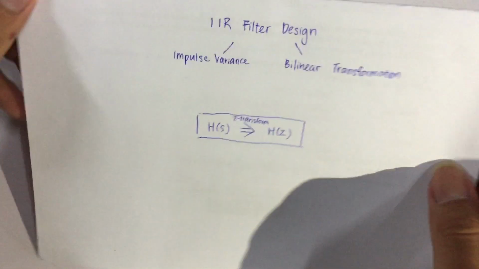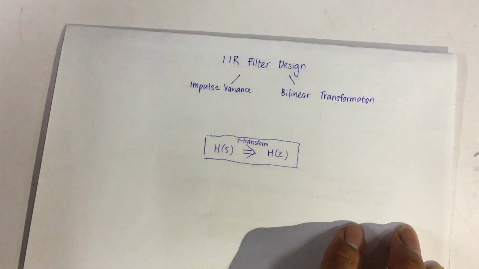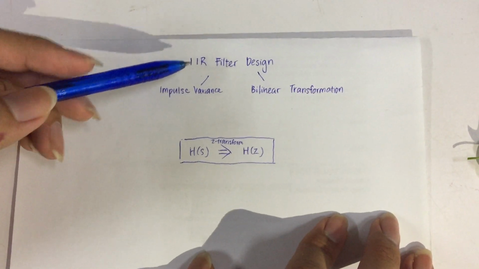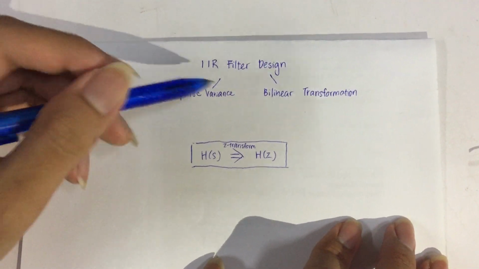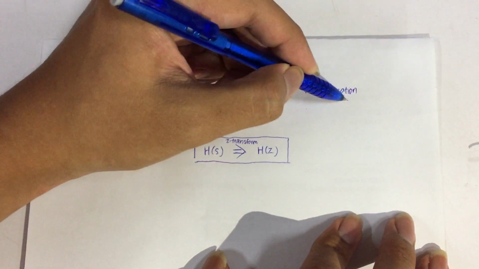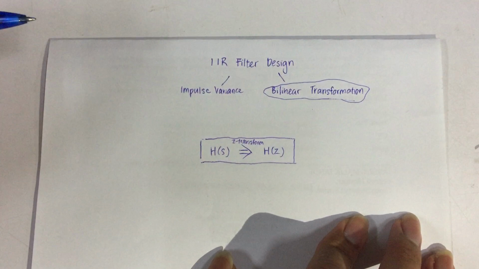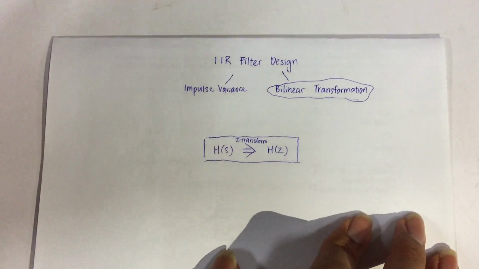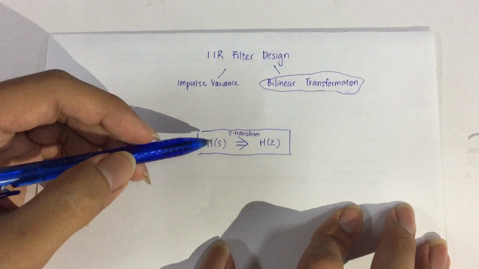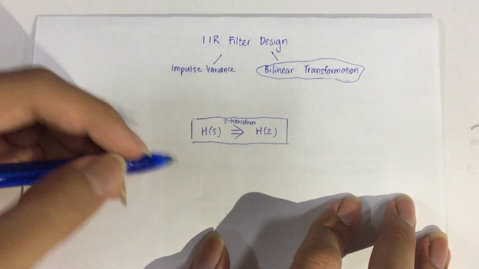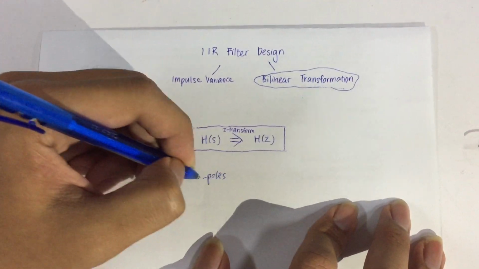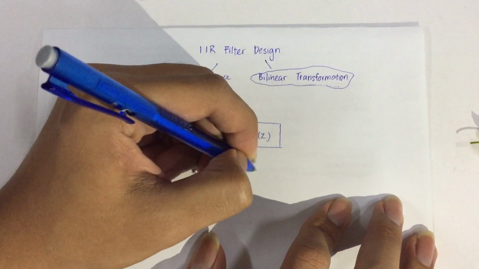Let's come to a summary of our video today. Basically, IIR filter design is divided into impulse invariance and bilinear transformation, the two common techniques. For bilinear transformation, we will explain the chapter further later. I just want to say one similarity between the two techniques: from the S plane to the Z domain, the poles on the S domain are mapped onto the poles on the Z domain.